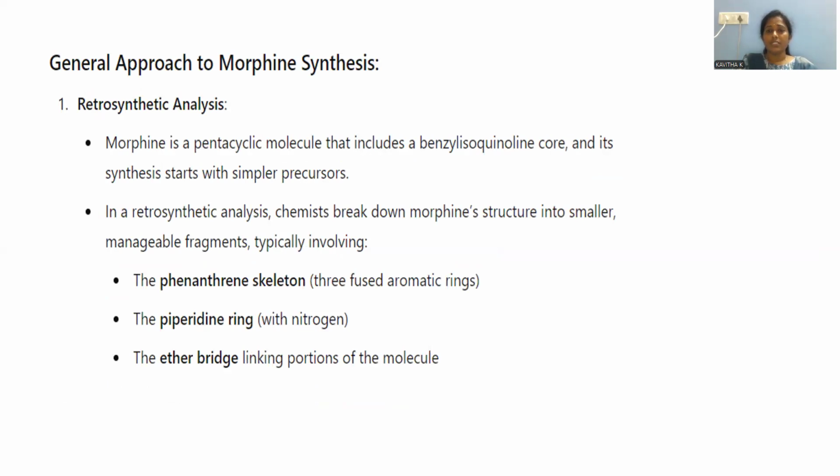Now we will go for the general approach for morphine synthesis. Any molecule which occurs in nature, in a parallel way we will go for its synthesis in the laboratory as well. That is only called research, right? In the same way, this morphine is extracted from the opium poppy, Papaver somniferum, and in the same manner we will go for laboratory synthesis of morphine. The first approach is retrosynthesis.